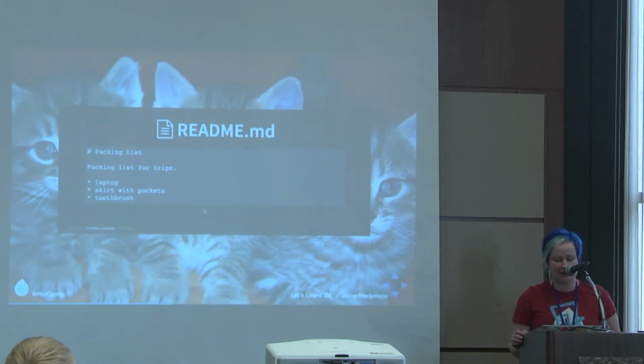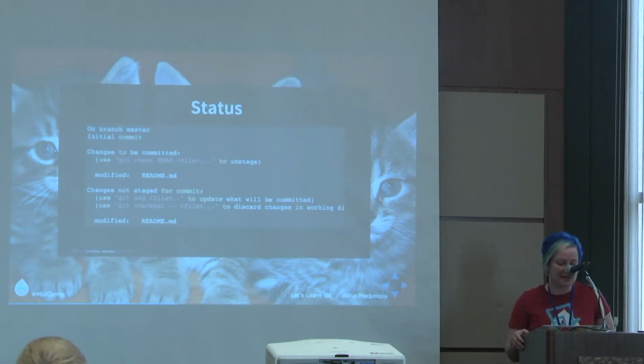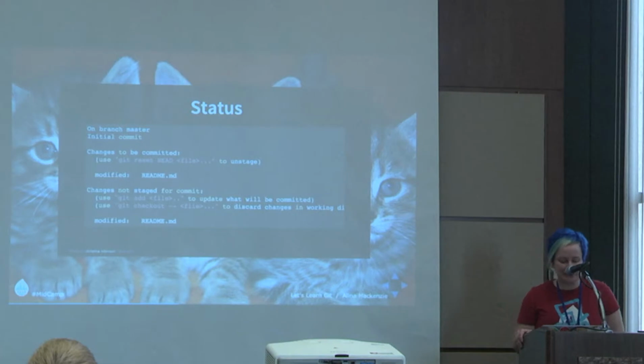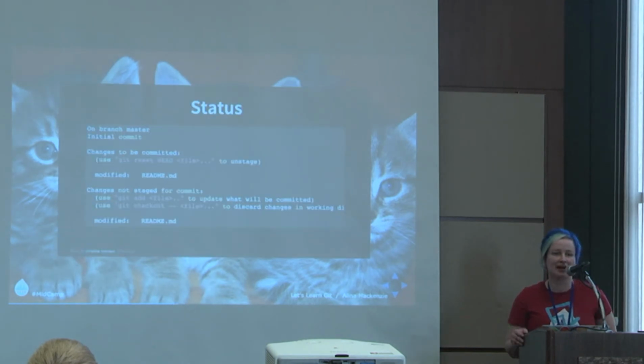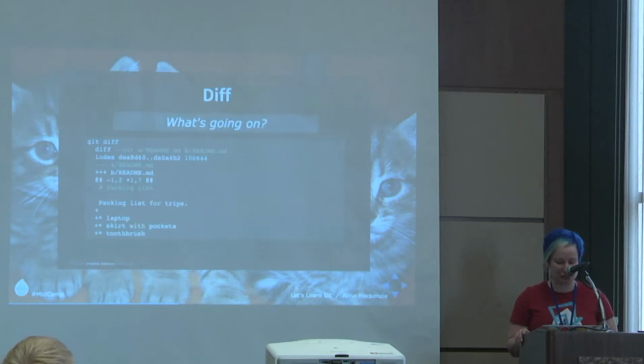So, let's back out of that. Let's make a few more changes to the readme.md file. Let's add an actual list. I'm going to add my laptop, skirt with pockets, and toothbrush to the list of things I take on trips. And now, let's do another git status. Okay, so what we see here is that there are changes that are staged to be committed, but there are also changes that are not staged for commit. So your file looks the way it does shown here, but Git can separate that out and stage only certain changes for a commit while leaving the other changes still not staged.